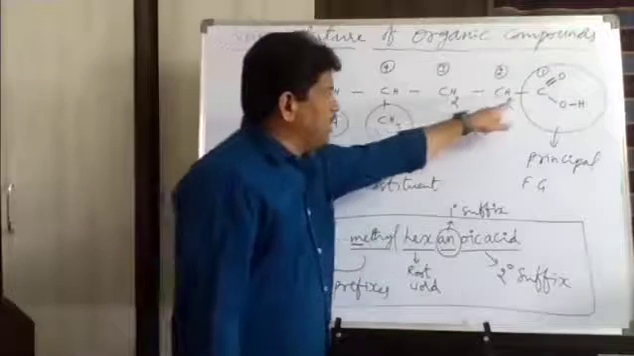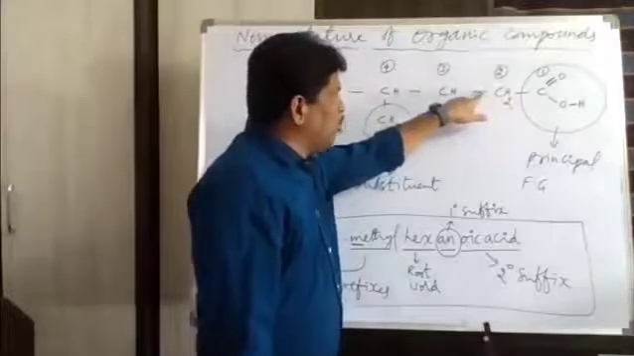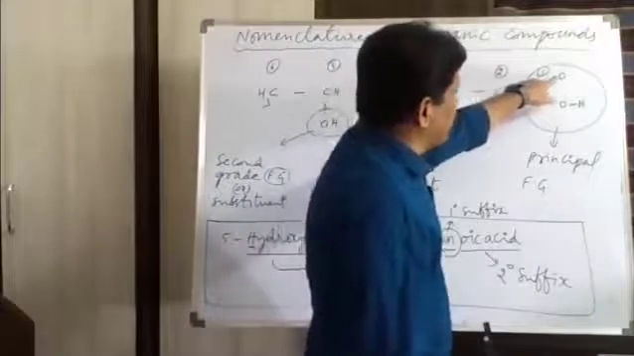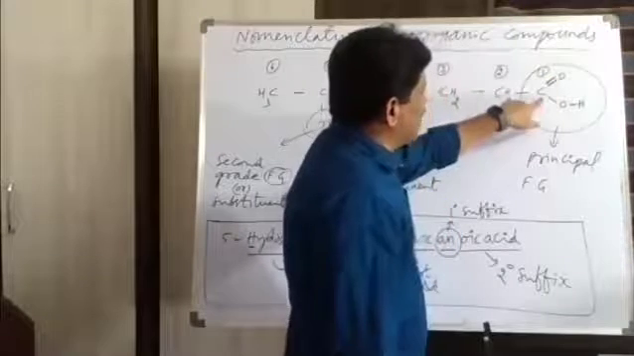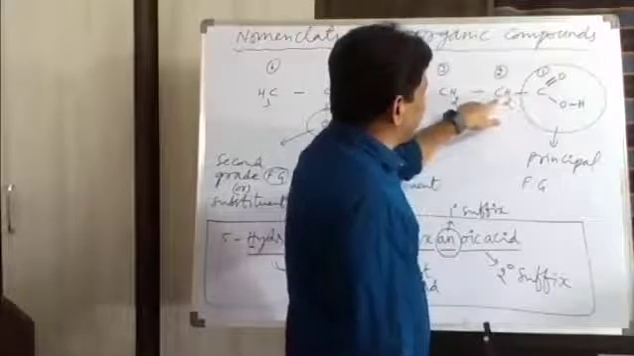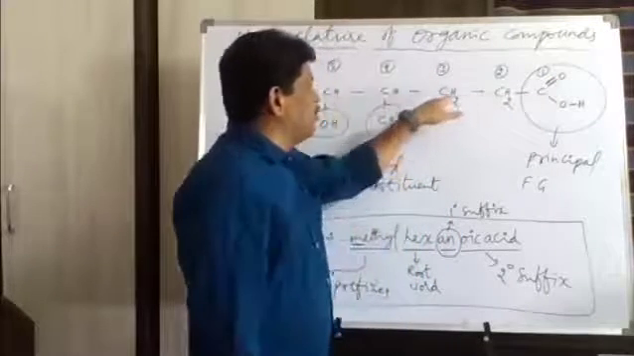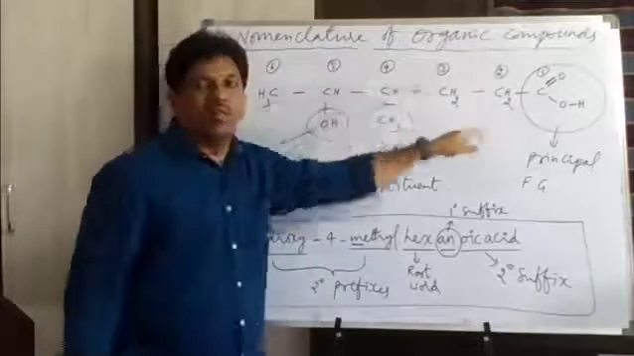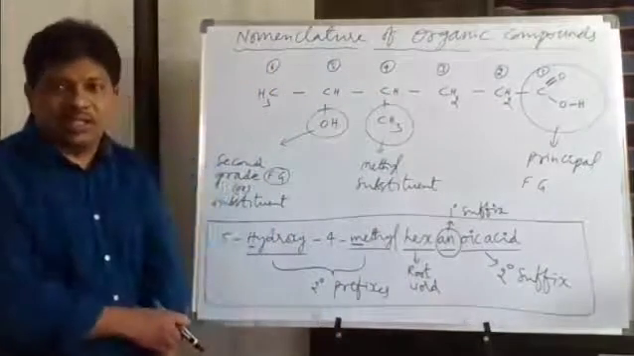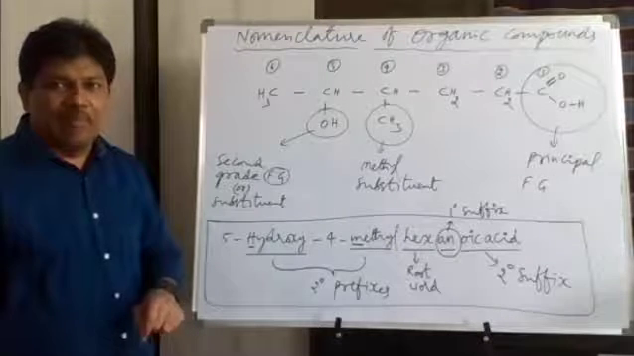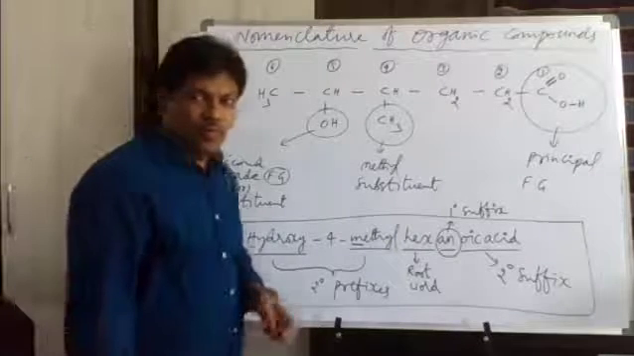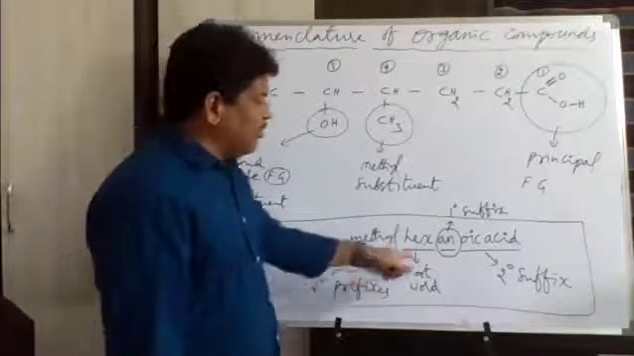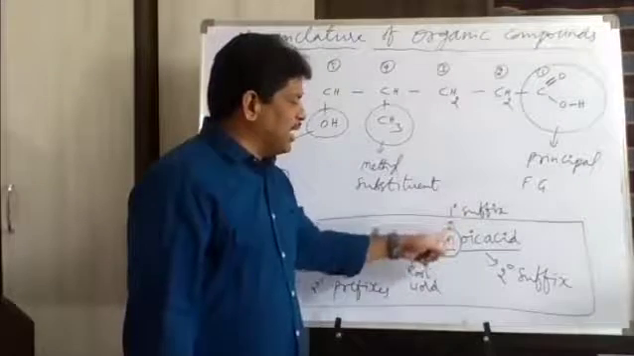After that, between any 2 carbons in the parent chain, don't take the double bond between carbon and oxygen. Between the first carbon and second carbon, single bond. Between second and third, single bond. Between third and fourth, single bond. Always a single bond is present between the carbon atoms in the parent chain. If there is a single bond between all carbon atoms, we use the primary suffix as what?